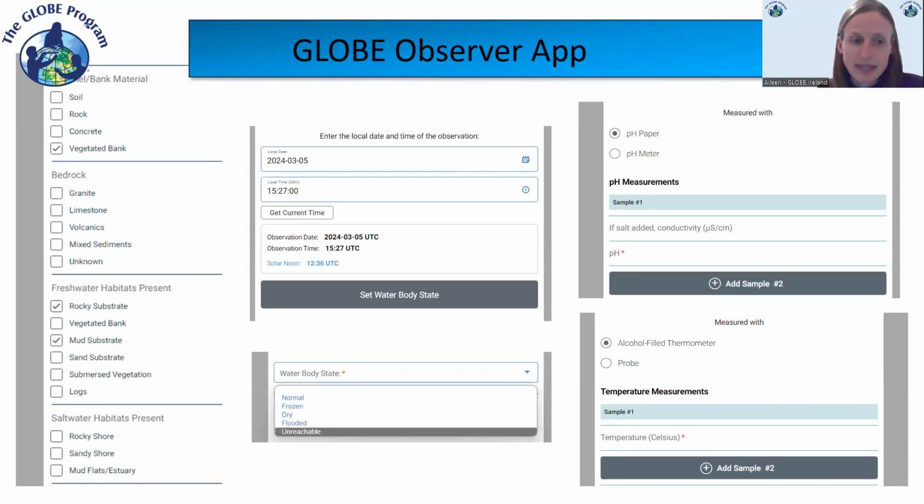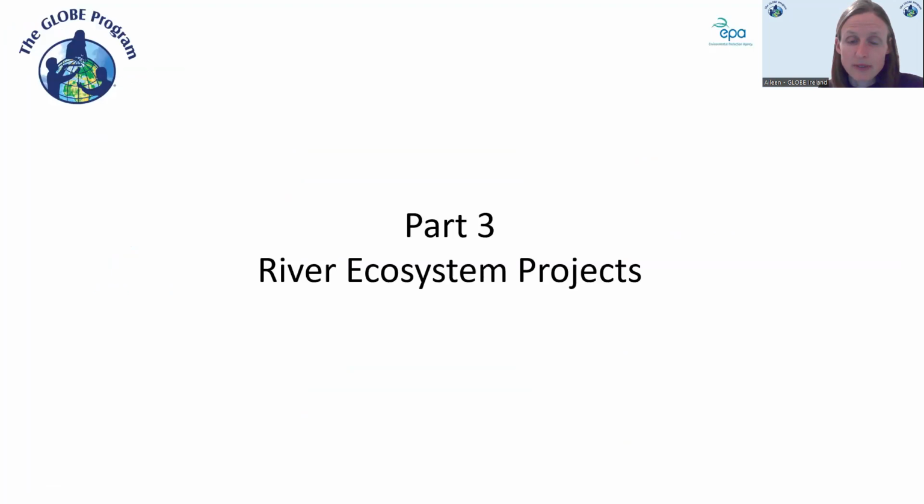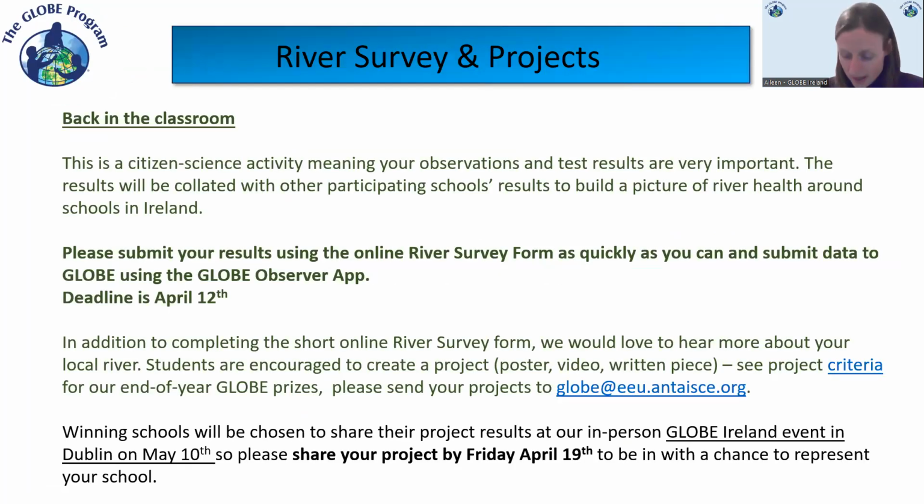So there are the steps in there. It's really self-explanatory. You just click through the different boxes, and then you choose pH paper instead of pH meter. That's just the method that you use. And an alcohol filled thermometer instead of probe. So there's not too many options in there, and it's fairly straightforward, but do let me know if you have a problem. Okay, so I'm going to stop sharing my screen for a moment.